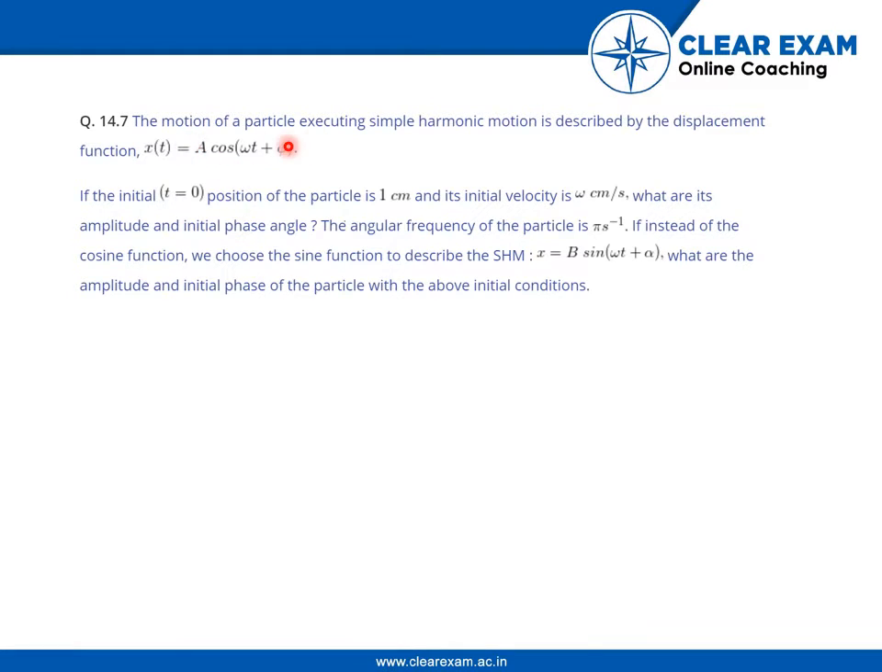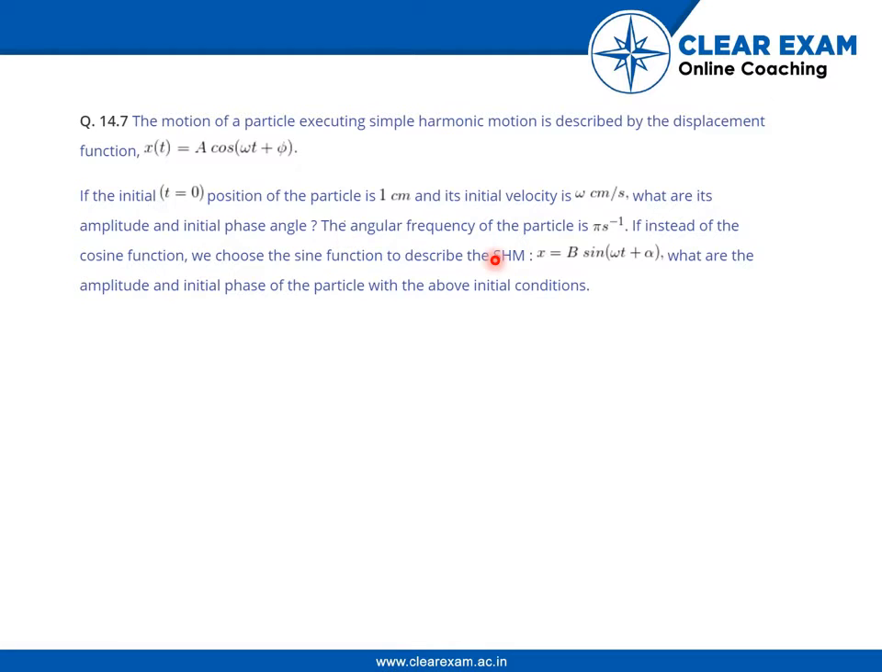The motion of a particle executing simple harmonic motion is described by the displacement function x as a function of t equals a cos(omega t plus phi). If the initial position of the particle, that is when t is equal to 0, is 1 centimeter and its initial velocity is omega centimeter per second, what are its amplitude and initial phase angle?